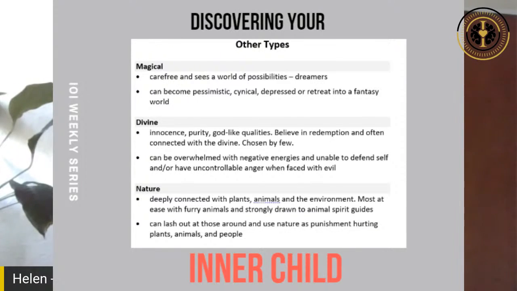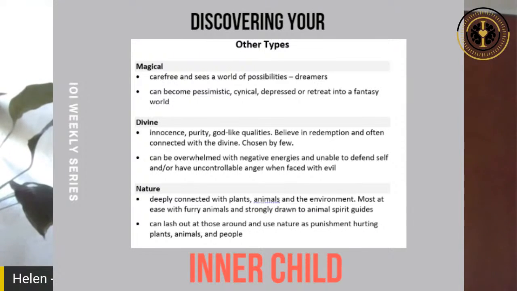The last one we're going to look at today is the nature inner child. And this is a child who obviously loves nature, all things plants and environmental, and often tends to gravitate towards animals as friends rather than their human counterparts. There is a negative side to this nature child as well, and they can lash out at those around them and use nature as punishment, hurting plants, animals, and even people.